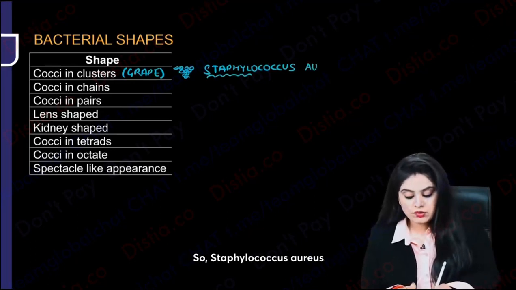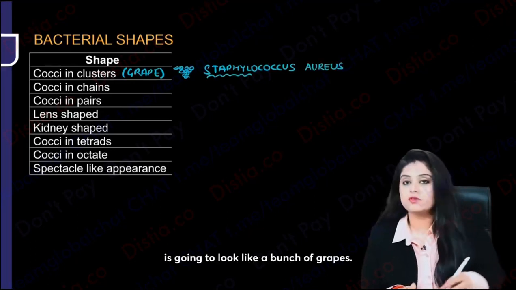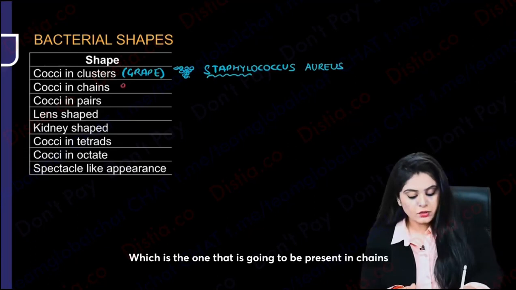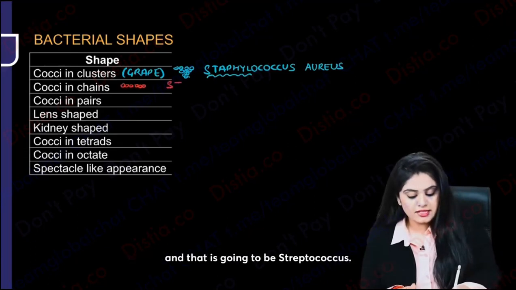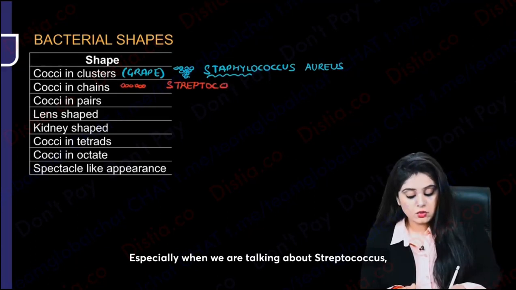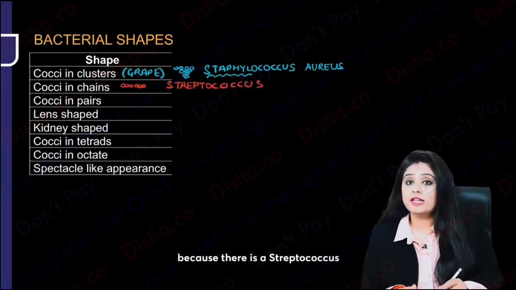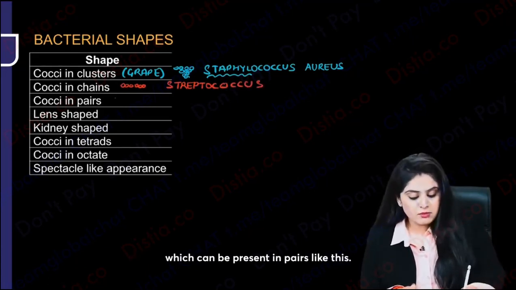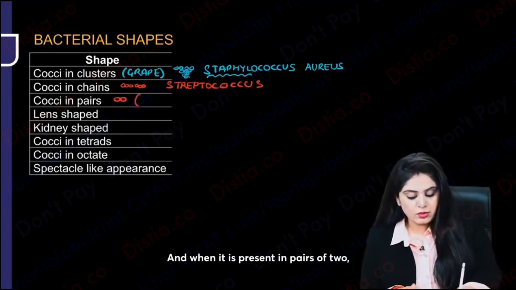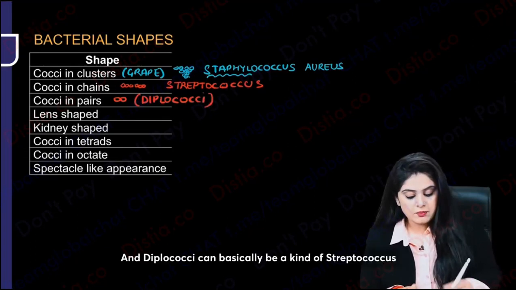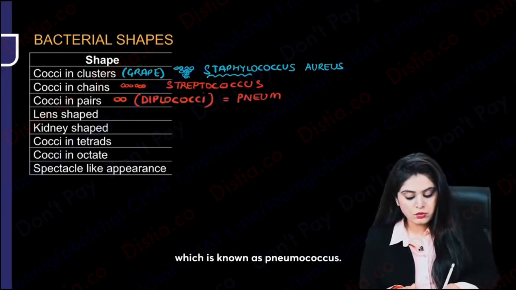So Staphylococcus aureus is going to look like a bunch of grapes. The one that is going to be present in chains is Streptococcus, especially when we are talking about Streptococcus pyogenes. There is a Streptococcus which can be present in pairs like this, and when it's present in pairs of two, we call it diplococci. And diplococci can basically be a kind of Streptococcus which is known as pneumococcus.